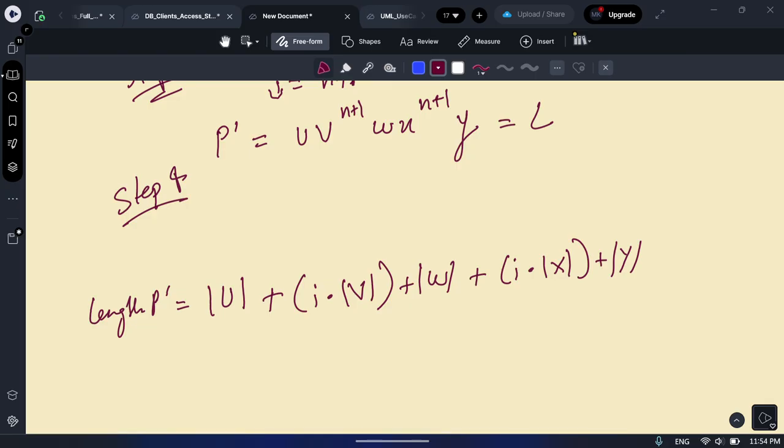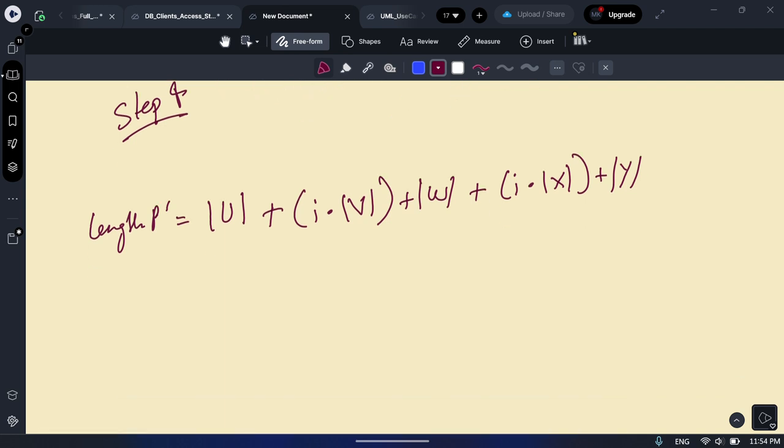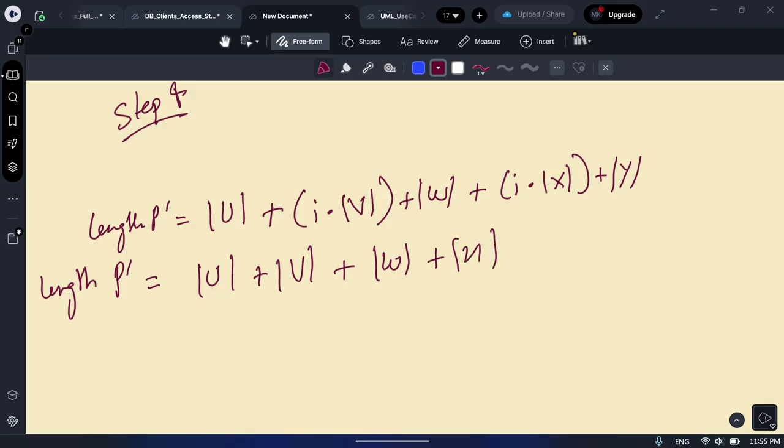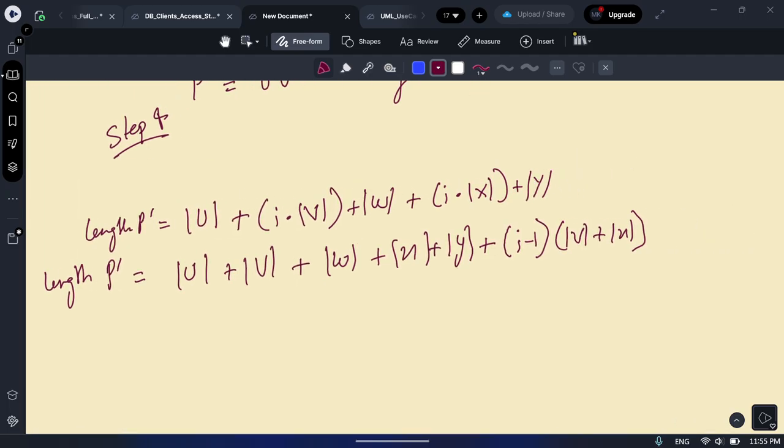In that way, we can also say that the new length of P would be the length of U plus the length of V plus the length of W plus the length of X plus the length of Y, plus i minus 1 times the length of V plus the length of X. Now see what happened here. This is our original situation.